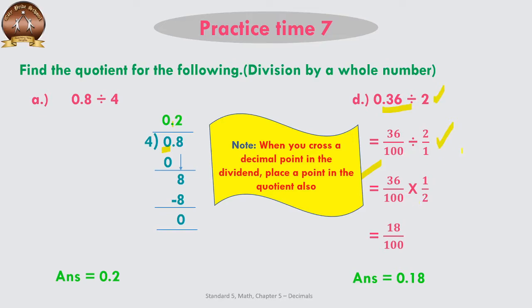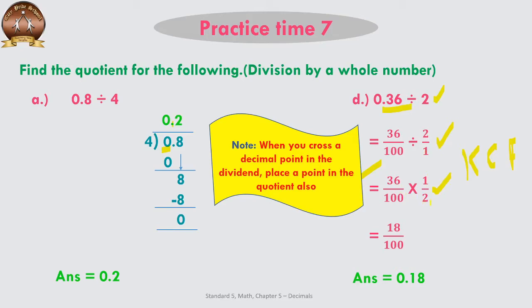Now, if you remember how to do the division in the fractions, we have to keep, change, and flip. We have to keep the fraction as it is. We have to change the division into multiplication, and we have to flip the second fraction. So 2 upon 1 becomes 1 upon 2.